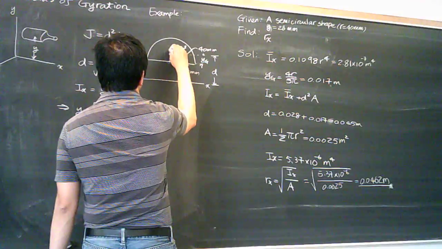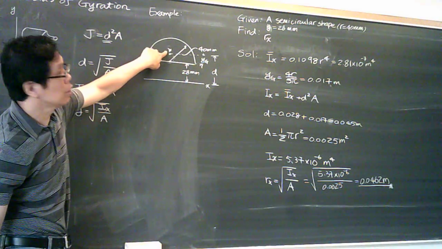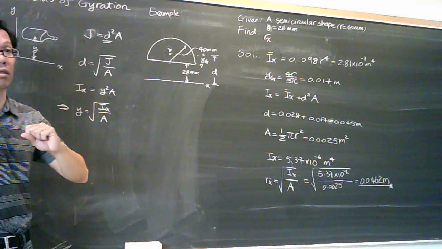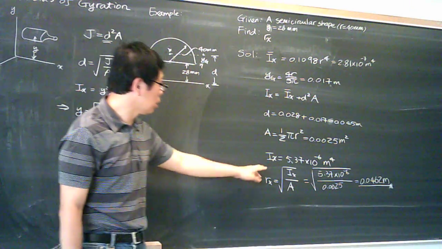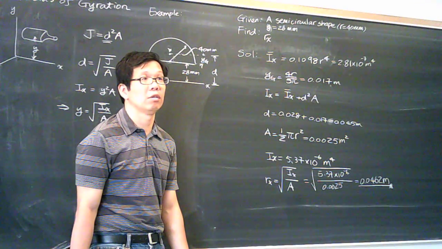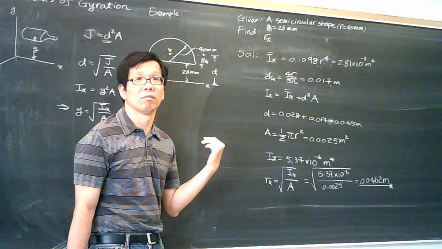Meaning that if you want to define everything over here, you should define that area at this position with this distance rotated about the x-axis when you are using this moment of inertia. Is that clear? Everybody understand what I'm talking about? You sure?